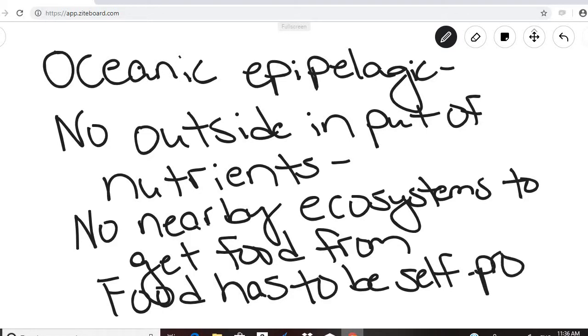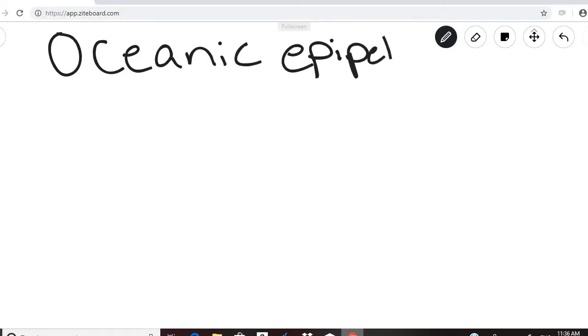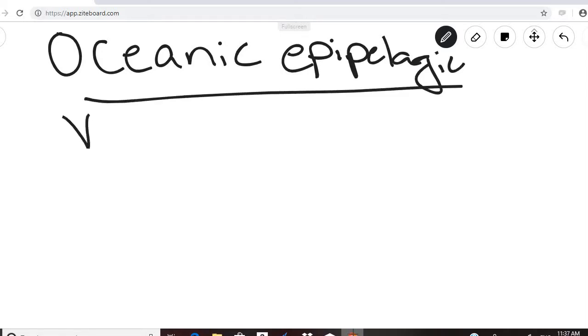So this is a really important piece of information for the oceanic epipelagic, because there are no nutrients that come in from the outside. There's no nearby ecosystems for them to get food. The food has to be self-produced. So how does that happen? Well, this area is actually very good at making food. So I'm just going to write this up here again to remind us that we're still talking about the oceanic epipelagic.